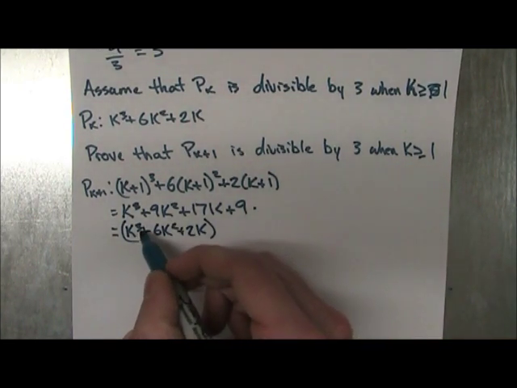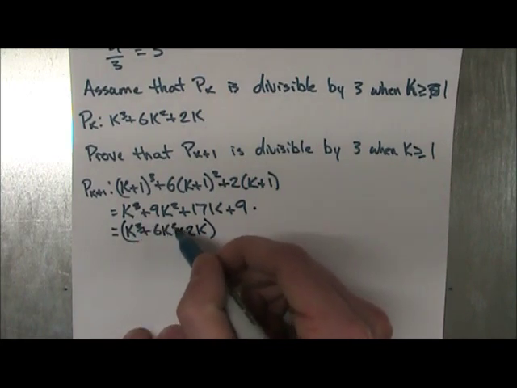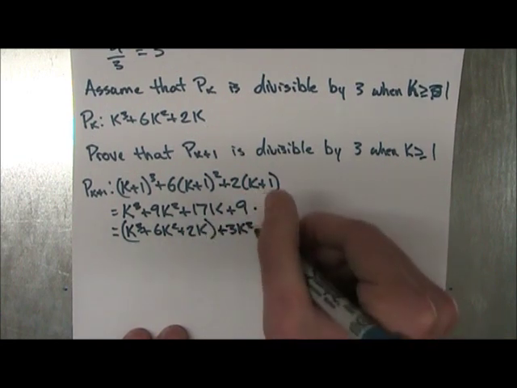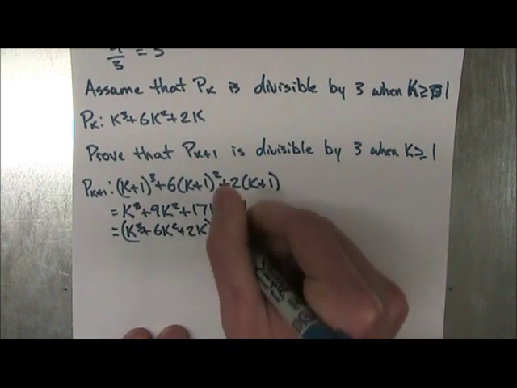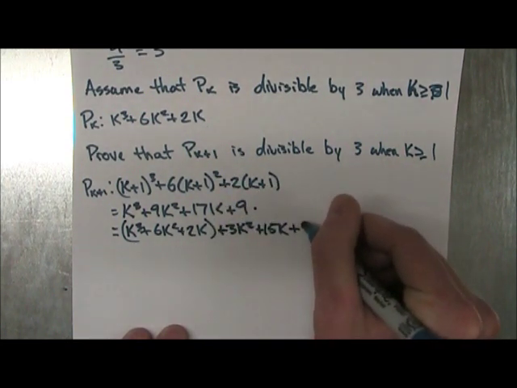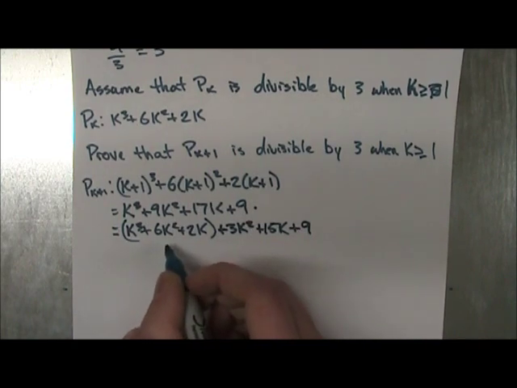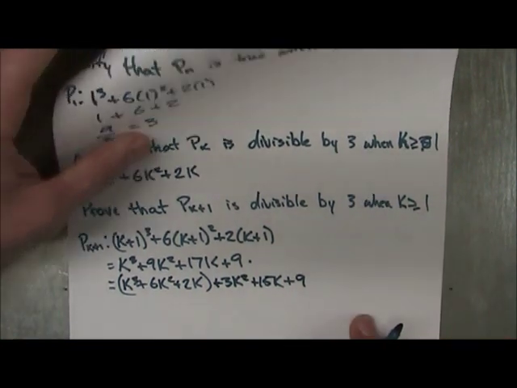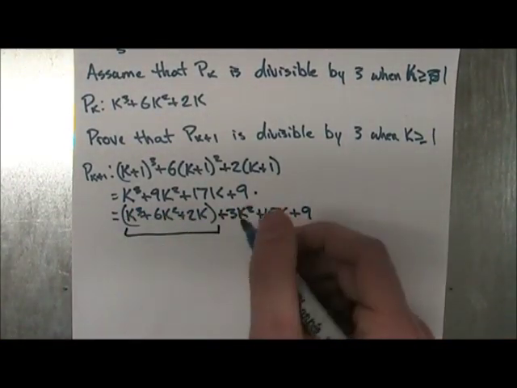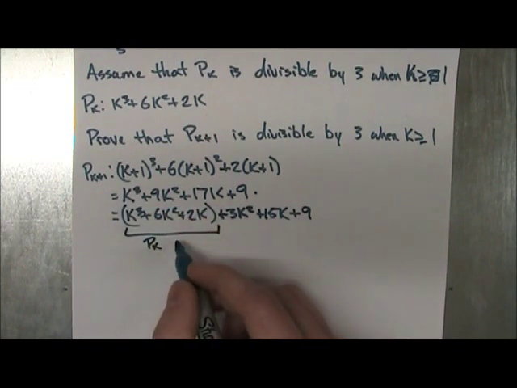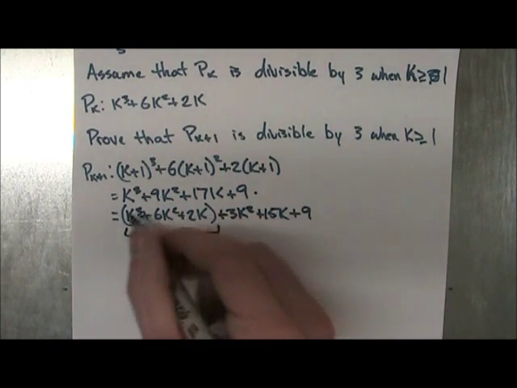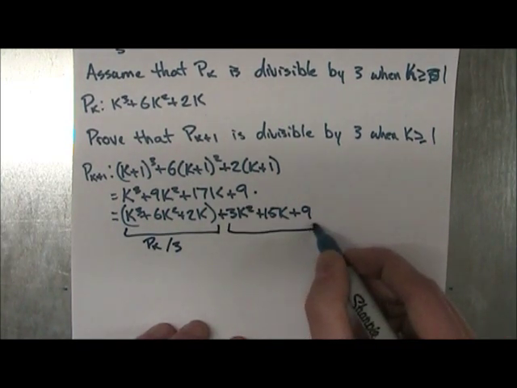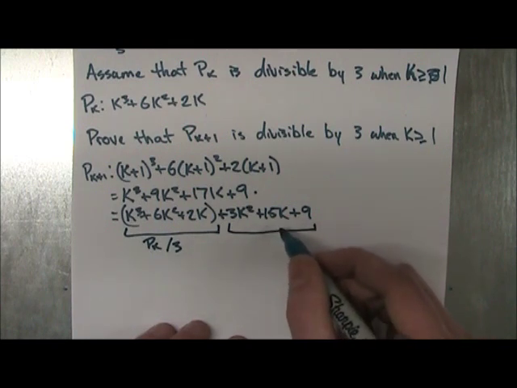We have k to the third, and we only have 1, no big deal. I took 6k squared, but I need another 3k squared to make it equal. Then I need another 15k to make it equal here, and another 9. Now I have Pk here, and because we assume Pk is true, it is divisible by 3. We already know this section of our expression is divisible. So now we just have to prove that this other section is divisible by 3.